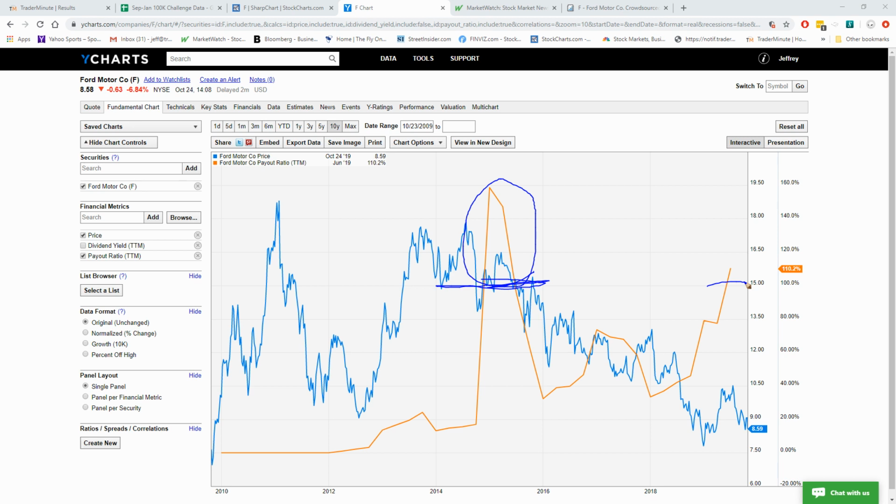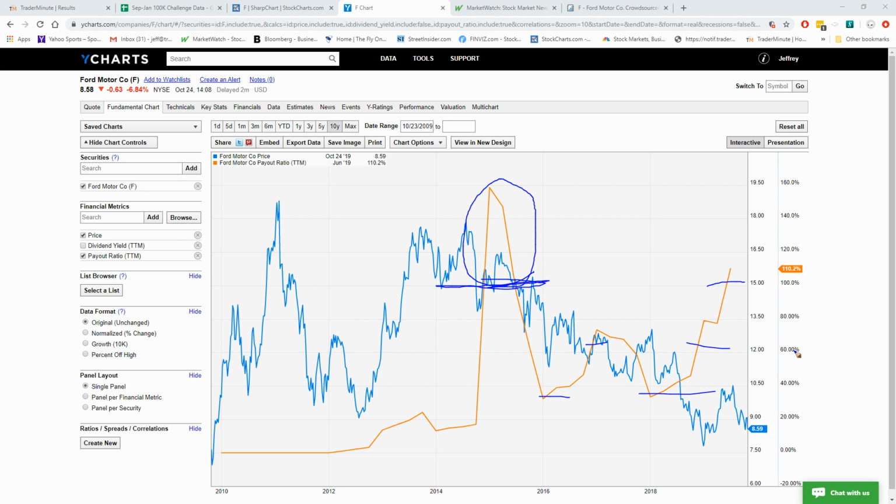So the risk of cutting is now significantly greater than what it was in 2016, 2017, 2018, and then for the first part of this year. It has changed. It is different now in terms of the risk of that dividend getting cut. So the way I look at Ford is very simple.